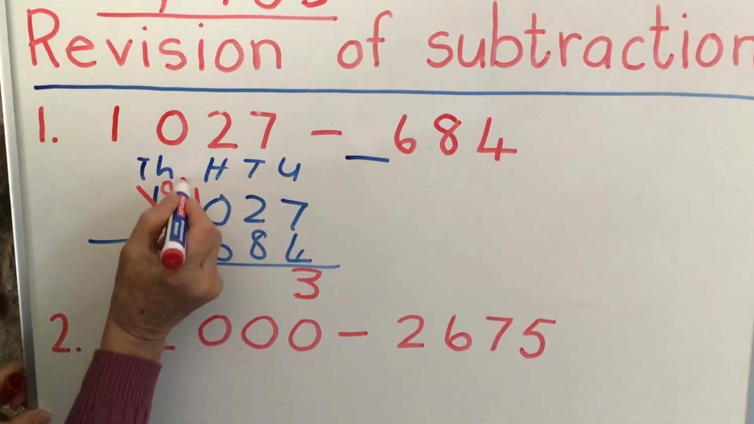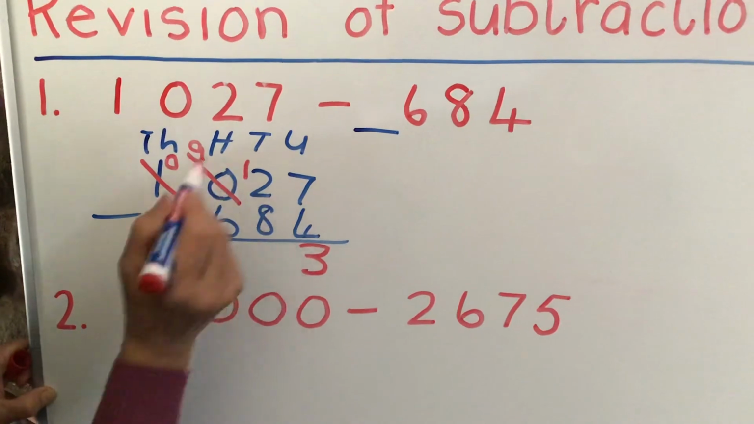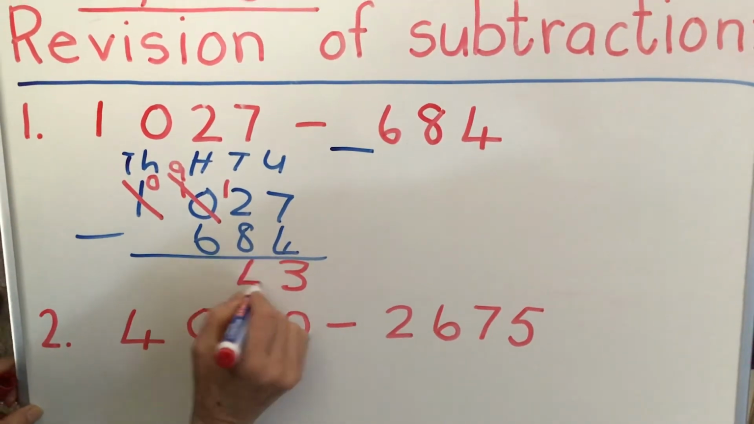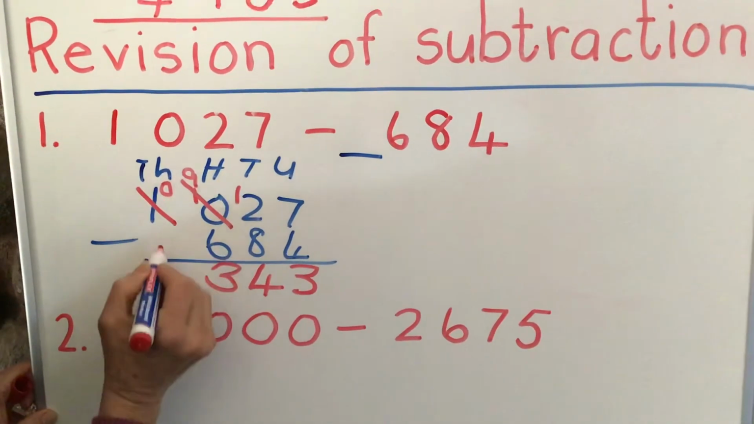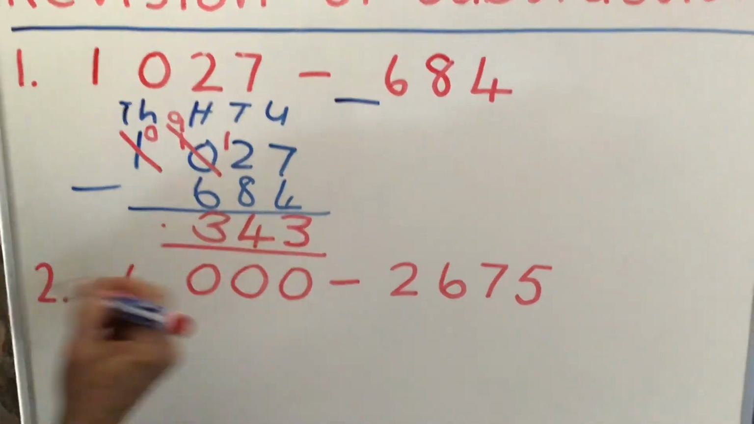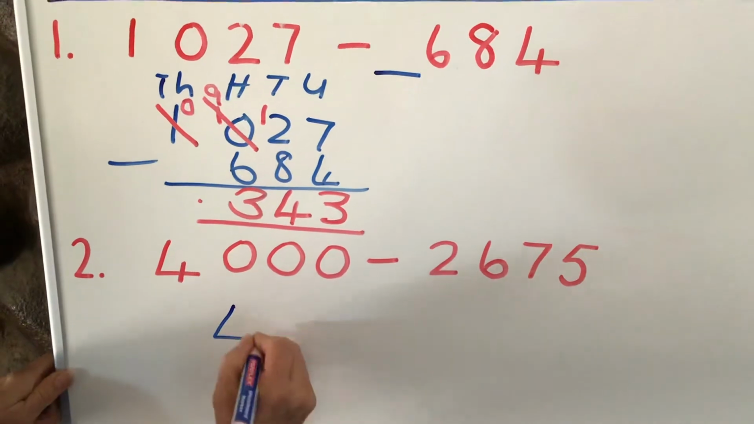This becomes a 10, cross it out. It then becomes a 9, and there's my 10 with the 2 makes 12 minus 4, 8 is 4. 9 minus 6 is 3, and 0 minus nothing is still 0. So this was 343.